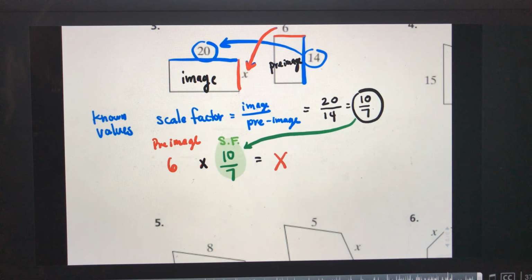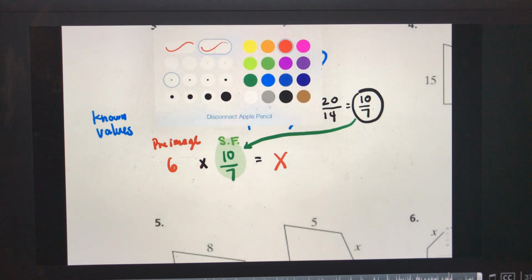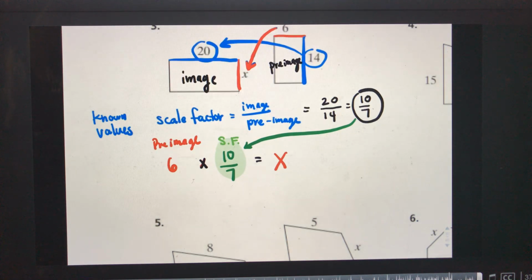Okay? Now, how do I multiply 6 times 10 over 7? Well, when you write it out, it'll look like this. 6, put in your calculator, times 10. 6 times 10, that's this part. Okay? And then we'll do this part, divide by 7. Divide by 7. That's exactly what you type into your calculator. That's how you multiply by fractions in your calculator. 6 times 10, divide by 7. Okay? So let's figure that out.